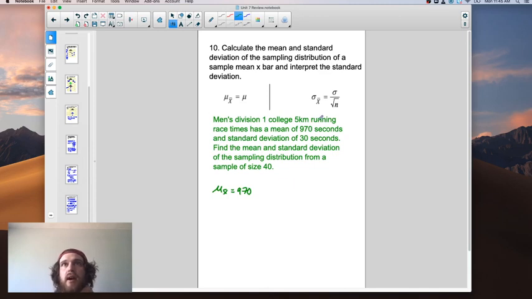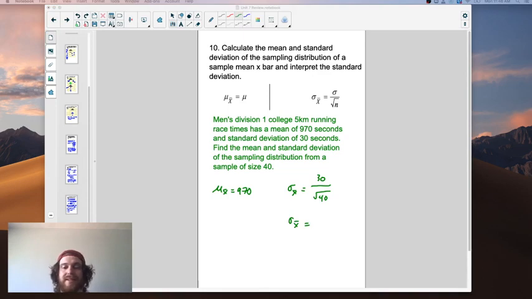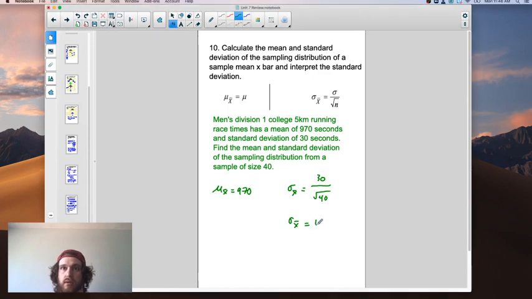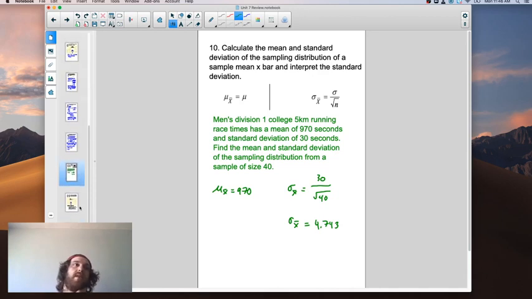Okay, and then the standard deviation of all of our sample means is equal to the standard deviation divided by the square root of the sample size. So the standard deviation of x bar boils down to pretty small, 4.743. Yeah, 30 divided by the square root of 40 is 4.743-ish. Okay, so that was easy, pretty straightforward. We're going to be using this information shortly.